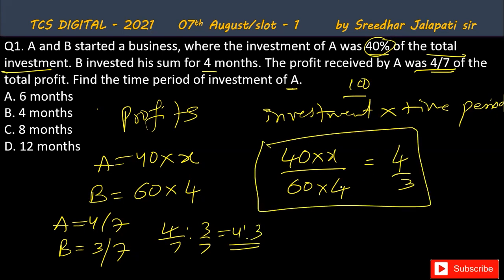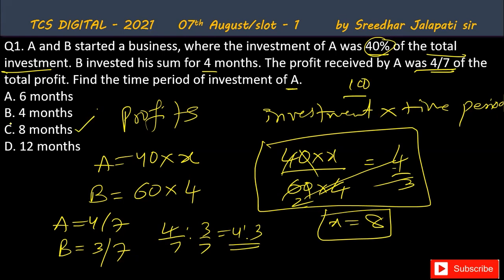Now by solving this, 0 and 0 cancel, 4 and 4 cancel, 3 ones are 3, 3 twos are 6. So on cross multiplication, you will get x equal to 4 into 2, which is 8. That means A invested for 8 months in the business. Therefore the answer is option C.